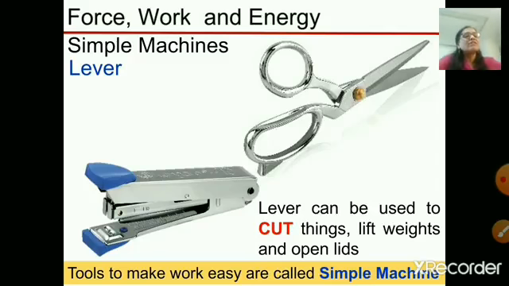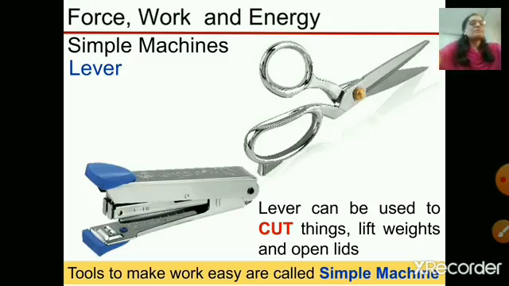Whenever you open a tomato sauce bottle or any juice bottle or soft drink bottle, you have to use the opener, because it is sealed. So to open the seal, you use the opener. To cut, you use scissors. This is a stapler, which is also one kind of machine. So all these machines are used so that it becomes easy for you to work.